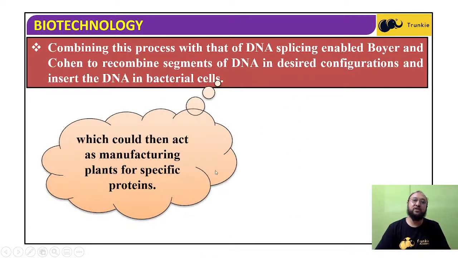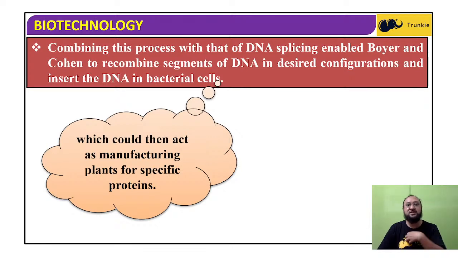These cells could then act as manufacturing plants, a kind of factory, for a specific protein. For example, just for example, take the gene responsible for synthesizing insulin protein. Insulin is a peptide hormone, and if insulin is not produced sufficiently in the body, there is a rise in blood glucose level.